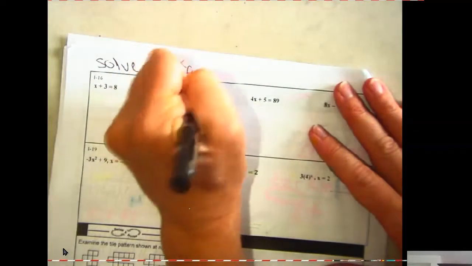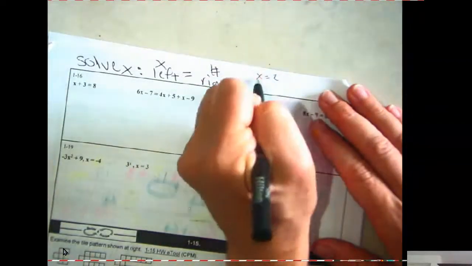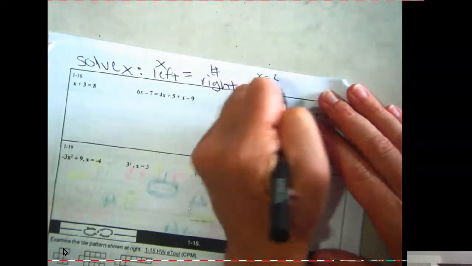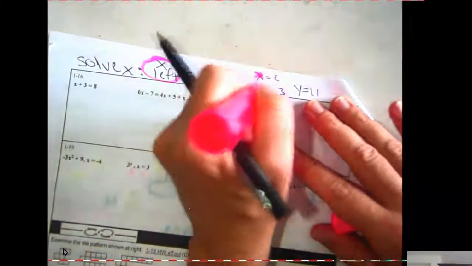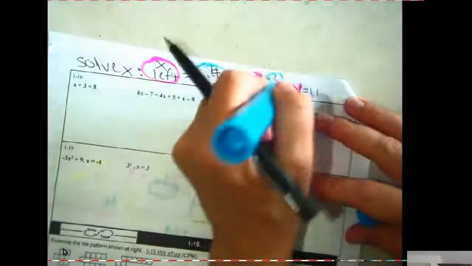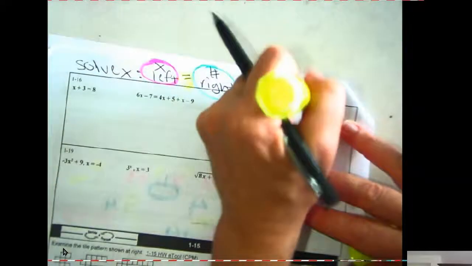Okay, let's go to solving. So if we solve for x, we have to remember that x is on the left and the number is on the right, and there's the equals. So it's like x equals 2, x equals -3, y equals 11. Every single time, the x, or y, whatever, is on the left and the number is on the right, 2, -3, 11, and every single time, the equal sign is in the middle.